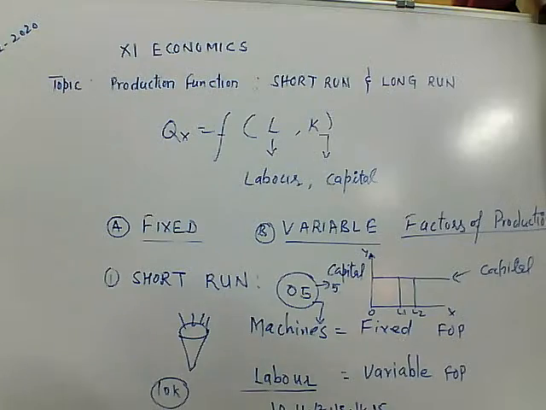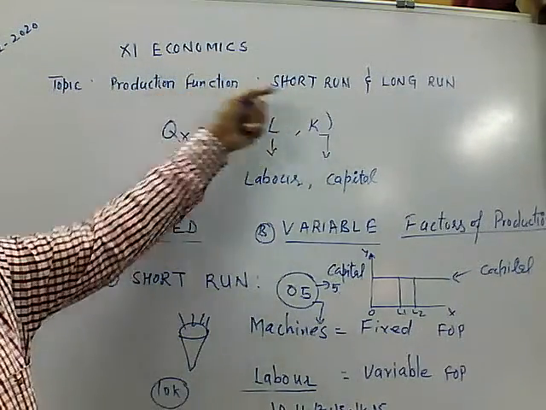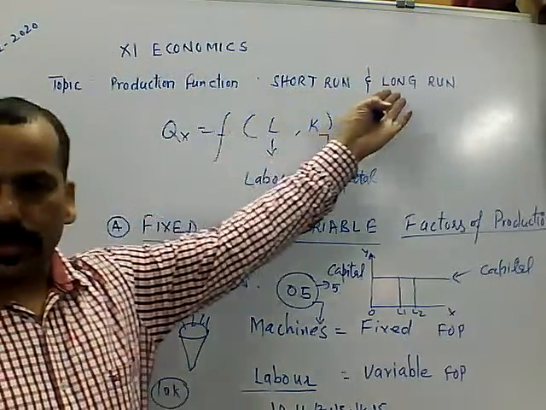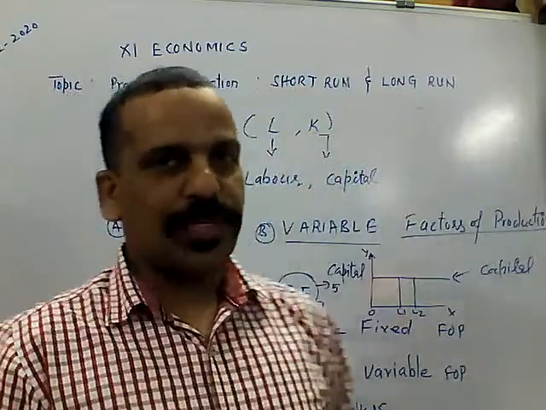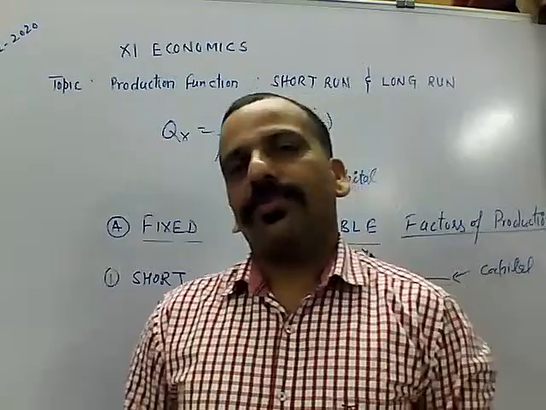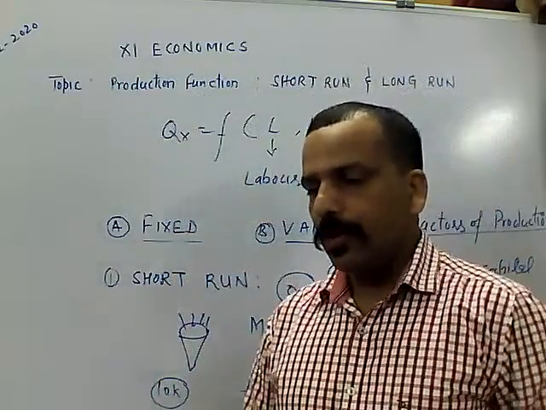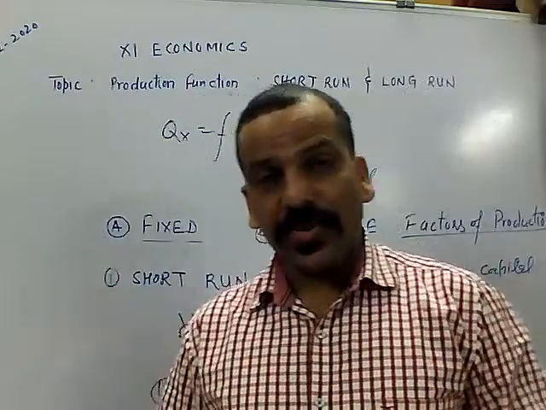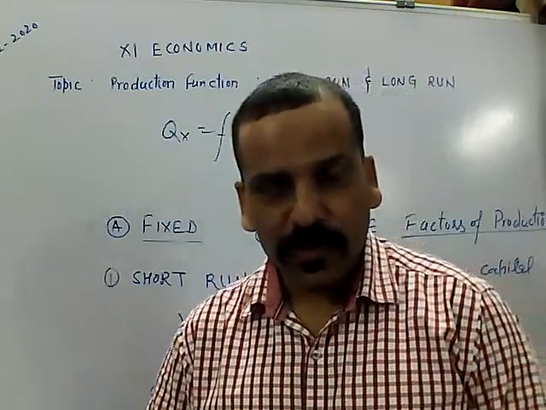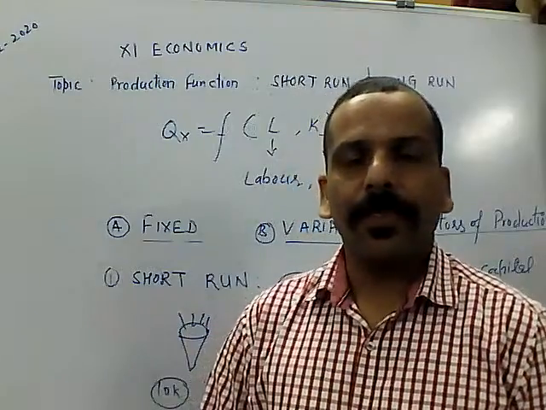Next is the long run production function. Next is long run. So short run is over: production function in the short run. Now production function in the long run. So if there is a demand for more ice creams after 6 months, 1 year, or in the longer period of time, there you can change your fixed factors of production.